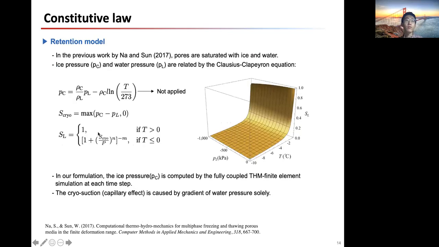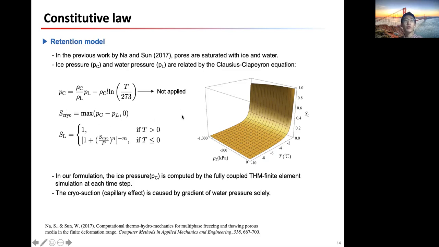So for the retention part, our former group member Na and Professor Sun proposed relating the ice pressure to the water pressure using the Clausius-Clapeyron equation. But in our current formulation, the ice pressure is directly calculated using our finite element simulation. And the cryosuction here, the capillary effect, is independently caused by the gradient of water pressure instead of the previous approach that is manually defined.